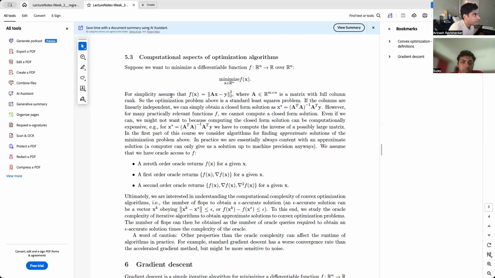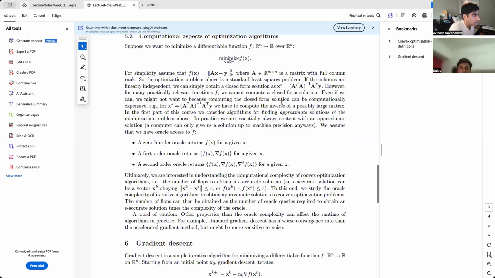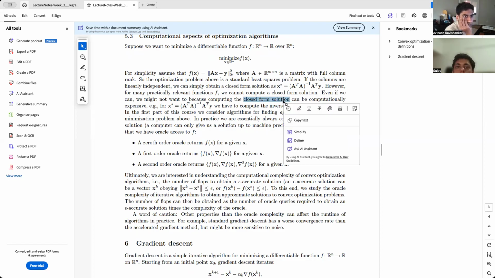This we already reviewed. This is least squares. I put it in matrix form, even if we can use computing the closed form solution. What does closed form mean? This keeps coming up. Closed form means you have basically a direct formula to calculate. Like we have a formula ready to calculate.